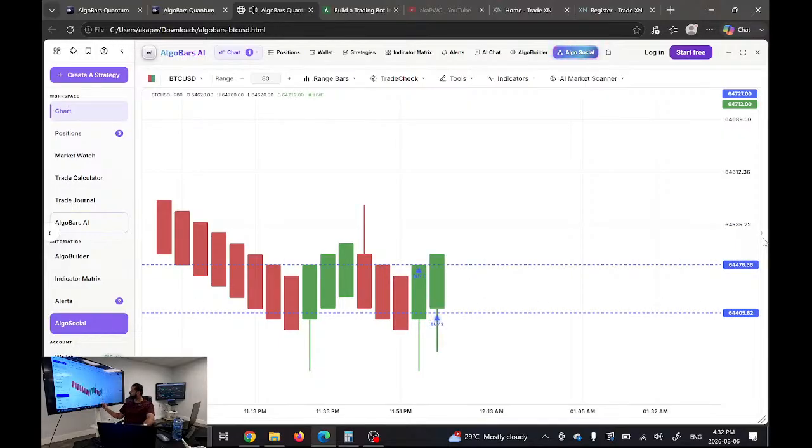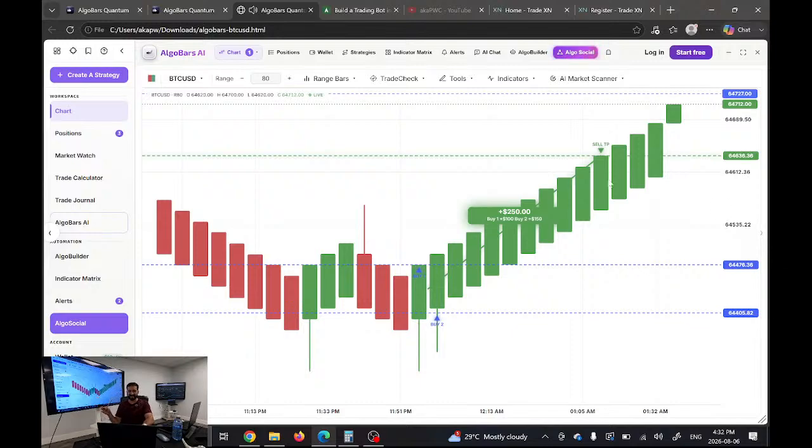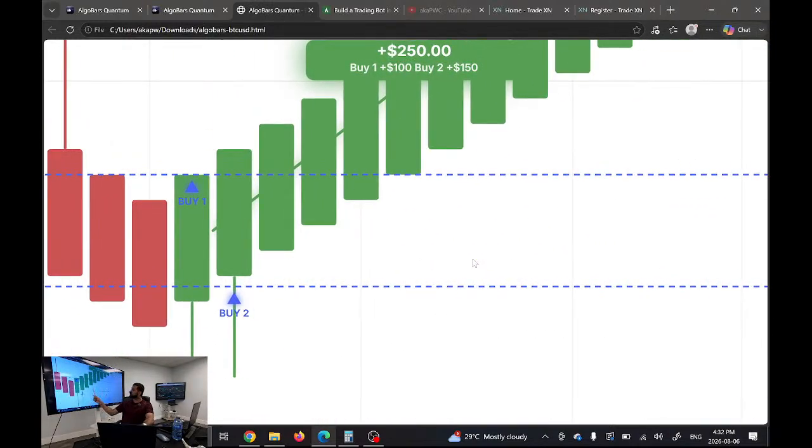You can see if we get a pullback, we can enter a second trade, and then we ride it up. Our stop loss and take profit is at 100 points, and there we go. Now let me slow that down again, because that was kind of fast. We're always entering at the range bar reversal. These are called the range bars, okay?